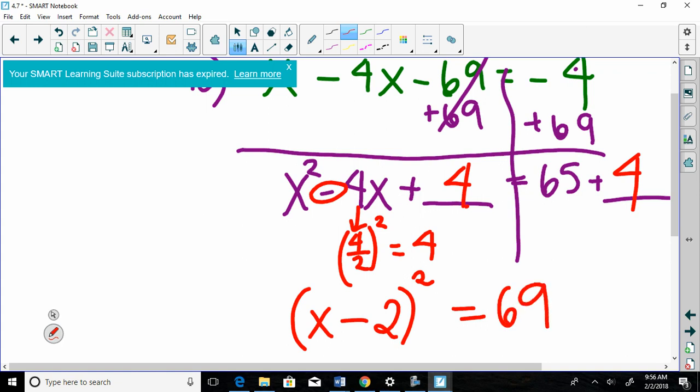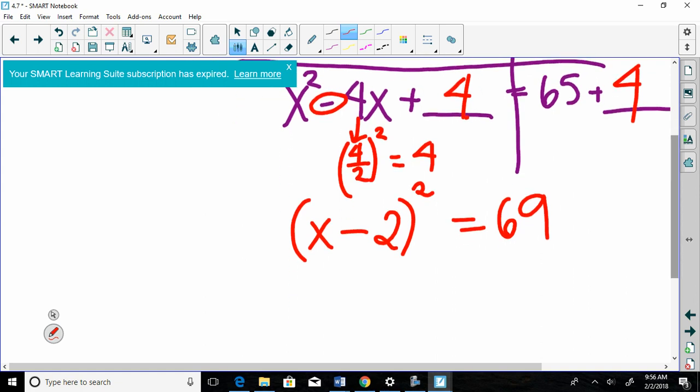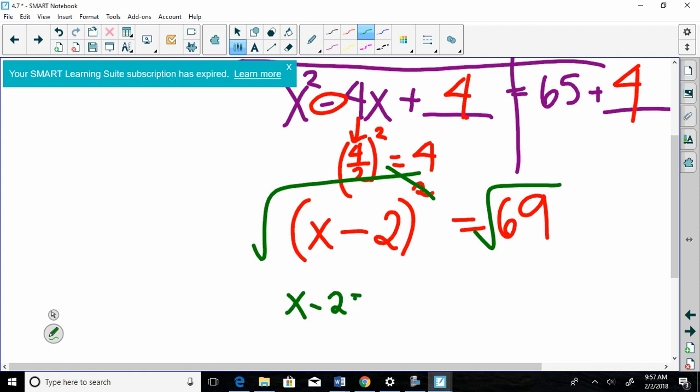So now it looks something like what we did in last class, right? So how do we get x by itself? Square root. And that gets rid of the square. I don't have calculators today because we're using them for the ACT, so I'll just tell you the answer to this one in a second. It is 8.3. So we'll do x minus 2 equals 8.3.